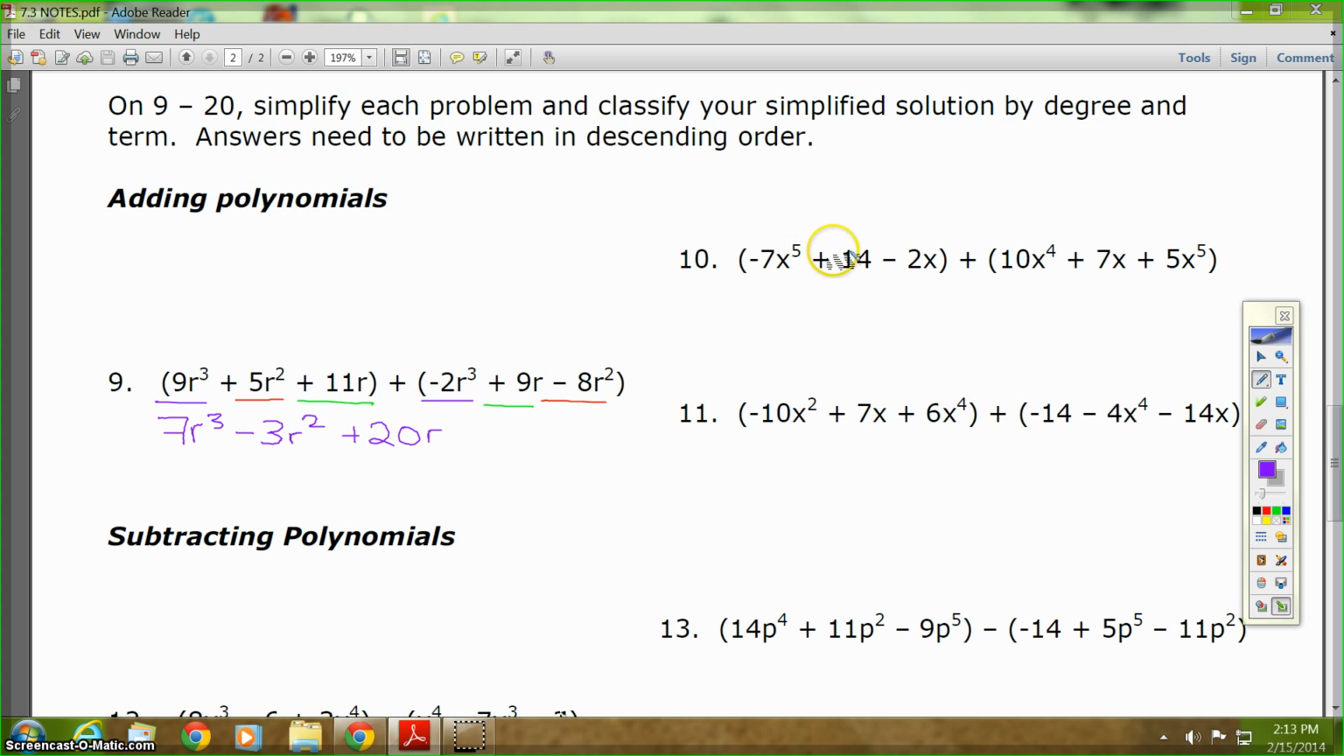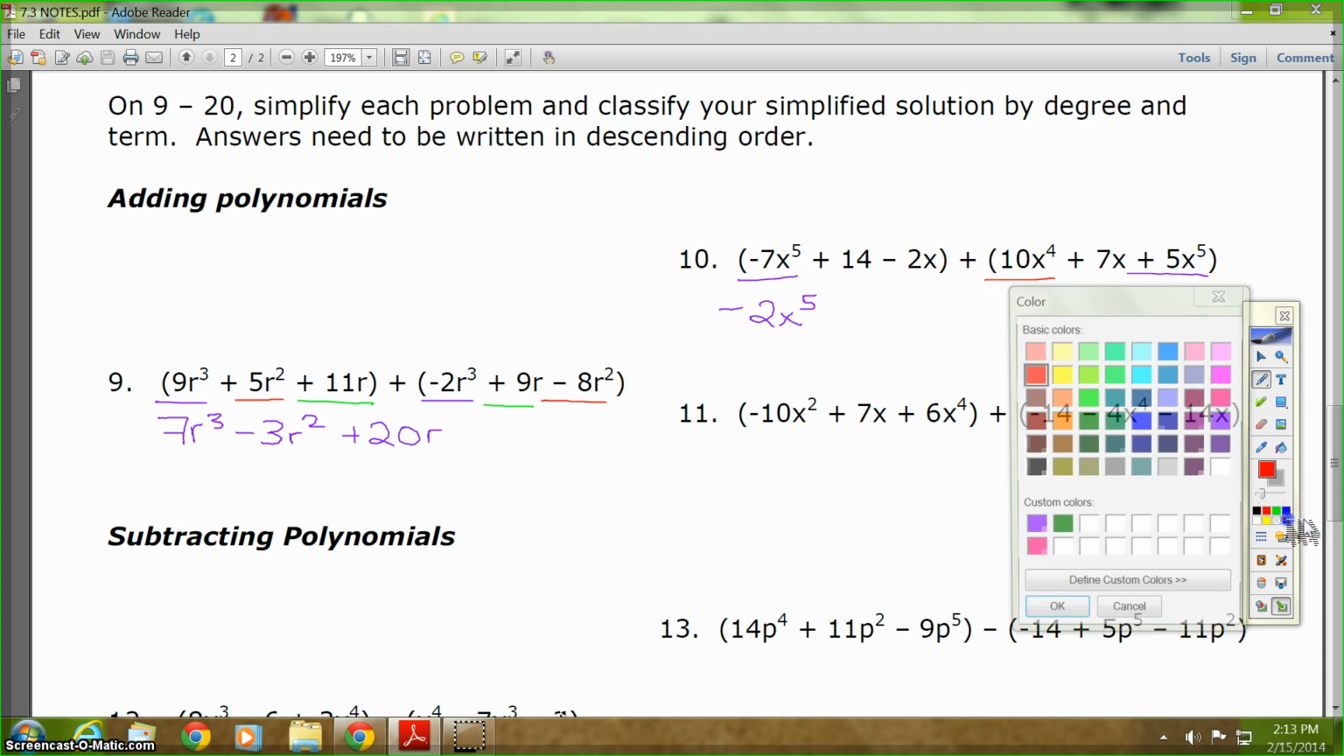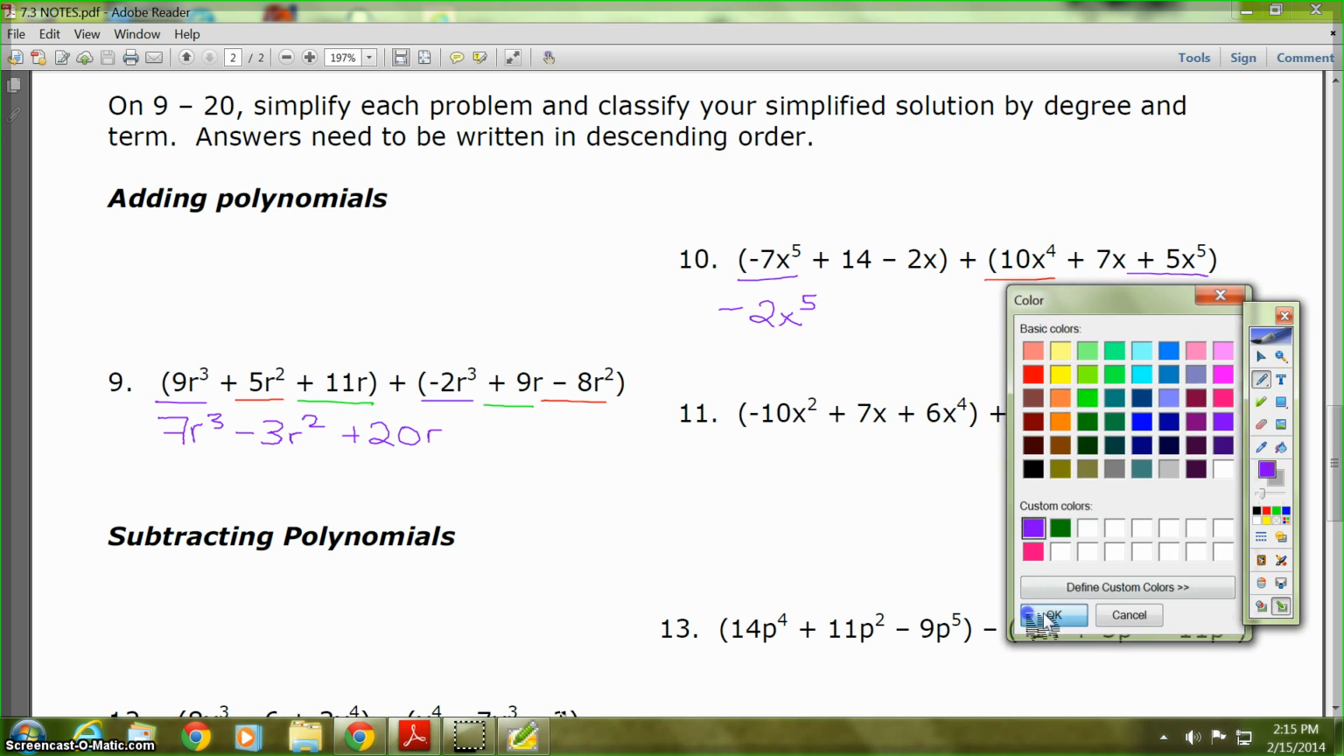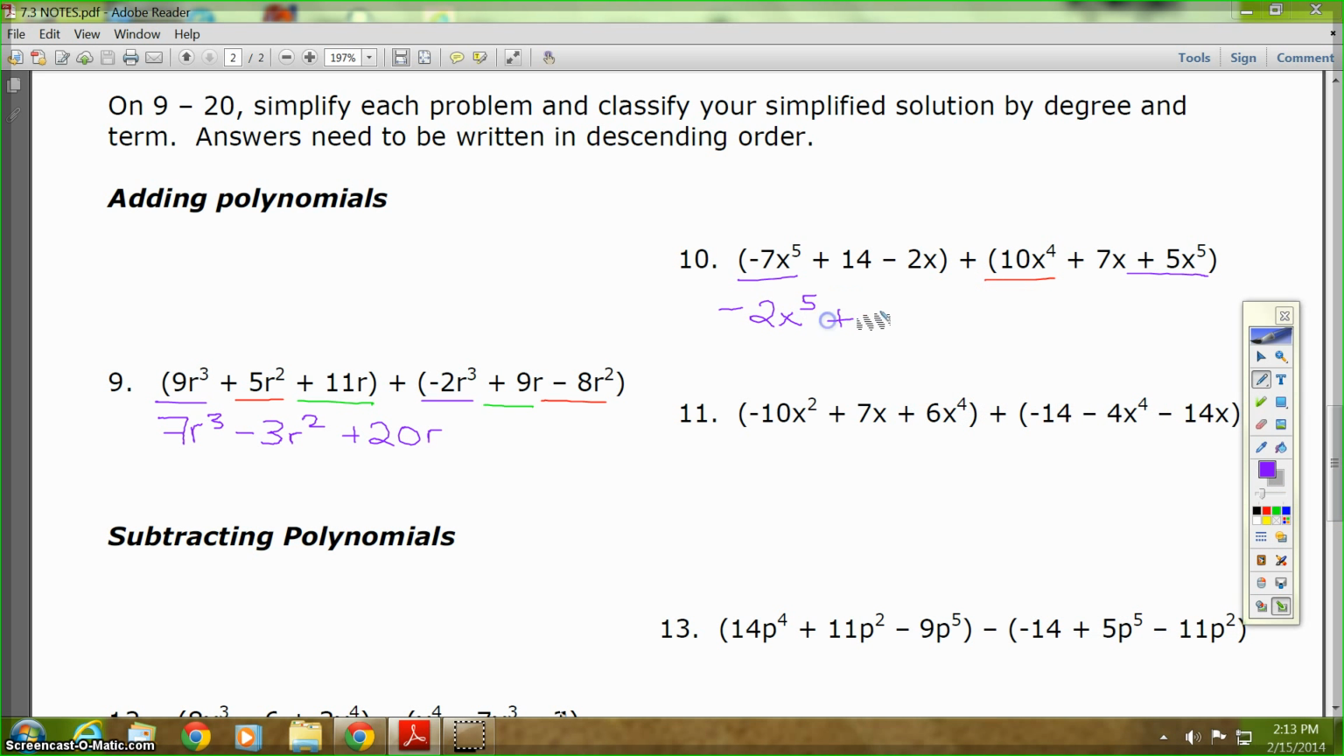Okay, number 10, I'm going to be adding my exponents again, and one of the things you might want to look for is the biggest exponent first. So my biggest exponent is to the 5th, so I have negative 7x to the 5th, and I have another 5x to the 5th, so I can go ahead and combine those, and I get negative 2x to the 5th. Then I'm going to look and see if I have any to the 4th, and I have 10x to the 4th. That's my only term, so I won't be combining it with anything. I'm just going to be bringing it down, 10x to the 4th.